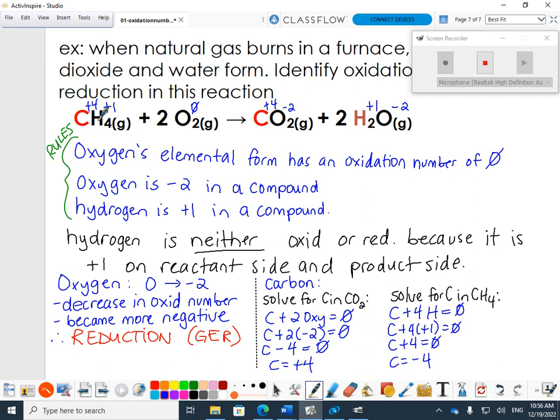We can use this and sort of ignore what we chose over here, and then make sure it works. So it went from -4 to +4. Oh, I wrote positive, sorry. That's an increase in oxidation number. It got more positive or less negative, which means it lost electrons, which is oxidation, LEO, which matches what we got here. We already decided that oxygen was reduction. That meant that automatically carbon had to be oxidation, but we proved it too.